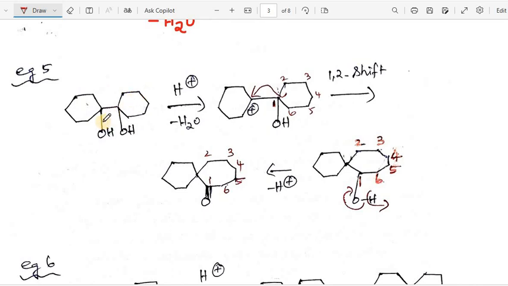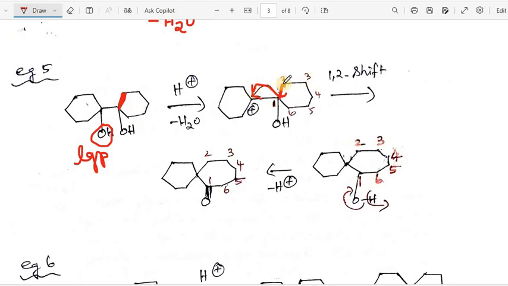It is an interesting one. Now let us consider this OH as a leaving group. After the removal of this OH, there is a formation of carbonium ion here. The bond which is trans to the leaving group is this carbon-carbon bond. This bond will get migrated to this carbonium ion. That is called a 1,2 shift.